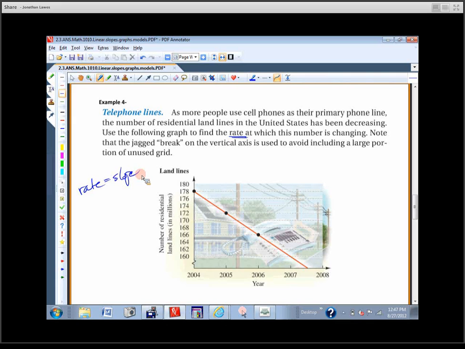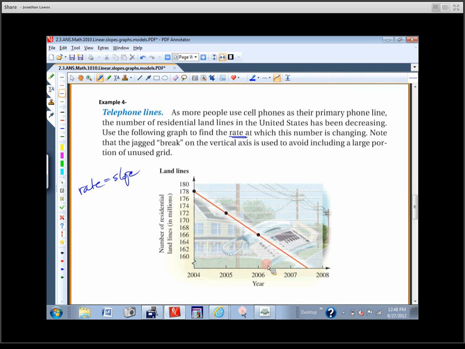Note that the jagged break on the vertical axis is used to avoid using a large unused portion of the grid. So this break at the bottom, we don't go from 0 to 160, we just don't show all that. So this is what it looks like. So clearly this is a downward trend. So what type of slope or what type of rate are we looking for? Negative, because the number of landlines is decreasing, right?